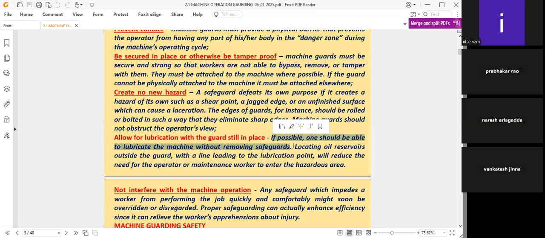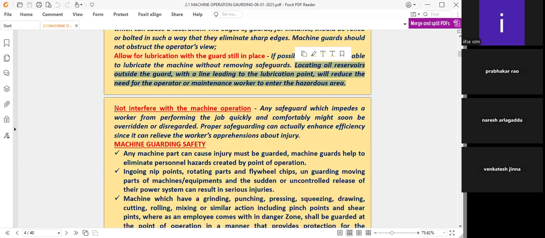Locate oil reservoirs outside the guard. The oil reservoir does not mean a full tank; a small nipple where the lubrication point is located. This reduces the need for operation and maintenance workers to enter the hazard area. Therefore, without removal of the guard, they can lubricate both shafts. This is one of the advantages of machine guards. Very important one: not interfering with the machine operation.